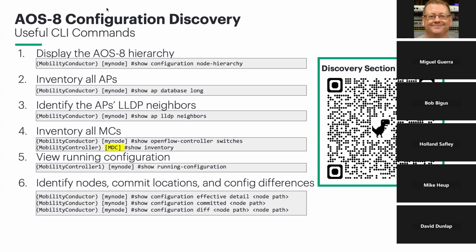Show configuration committed, right below that, and then the path, similarly will give you just the specific information for that node. So if I want to say show configuration committed /md/USA/Chicago, hit enter, I would see all the configuration, the VLAN or anything specific, that was applied at that level.